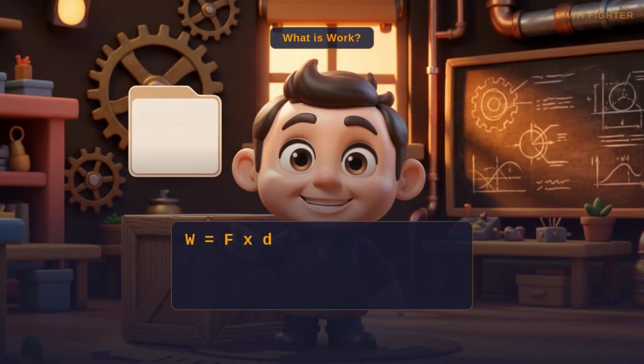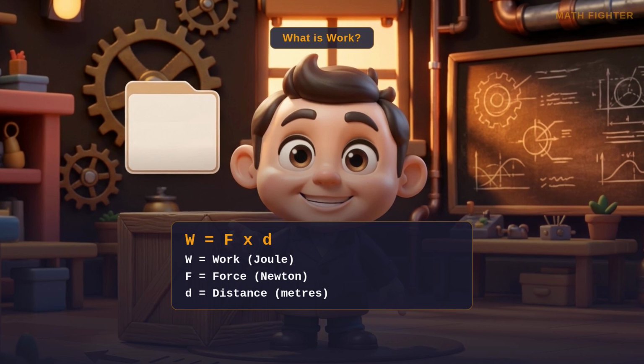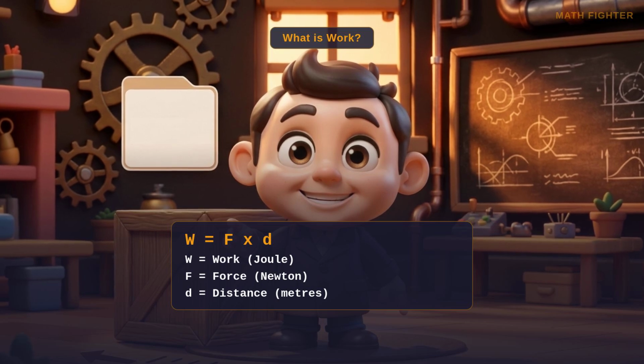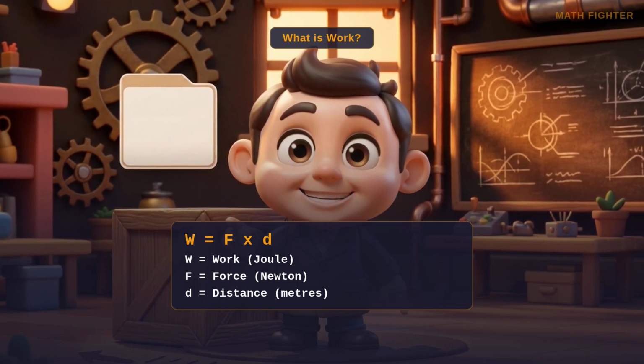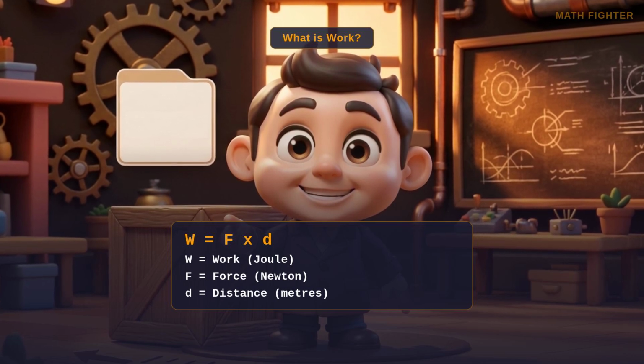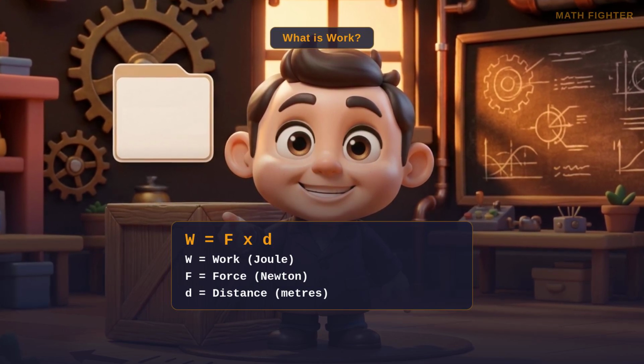Next, work. Work is what happens when a force moves something a certain distance. The formula is W equals F times D. W is work in joules. F is the force in newtons, that's how hard you push. And D is the distance in meters, how far it goes. Push harder or push farther, and you do more work.